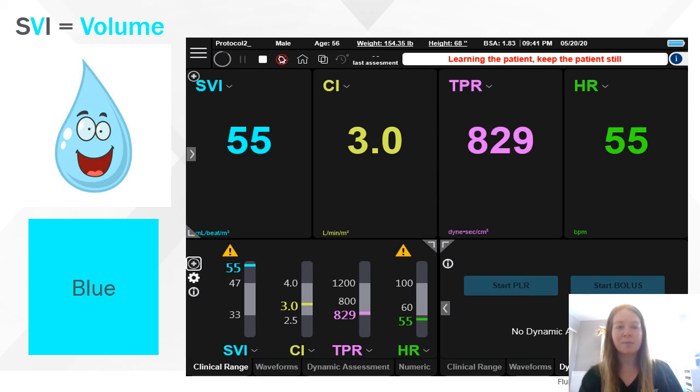Now, bringing the Starling monitor into this, I wanted to just show you some visual cues to help you remember. Stroke volume index. V is for volume. Always look in this top left box. It's blue. I remember blue is like water. This is your flow. So when you're doing a passive leg raise, you're looking at this number and our hope is to see it go up, which means we're increasing our blood flow.